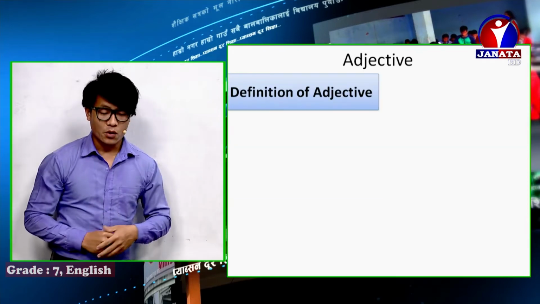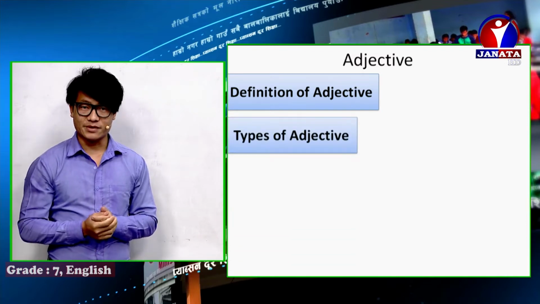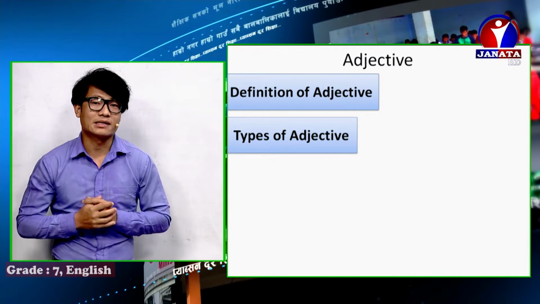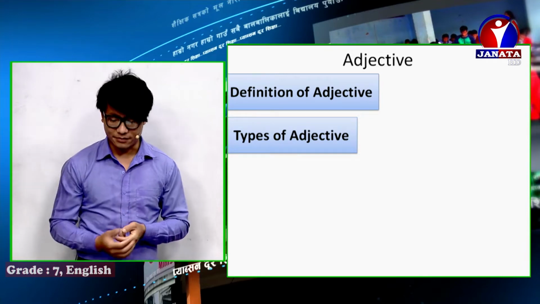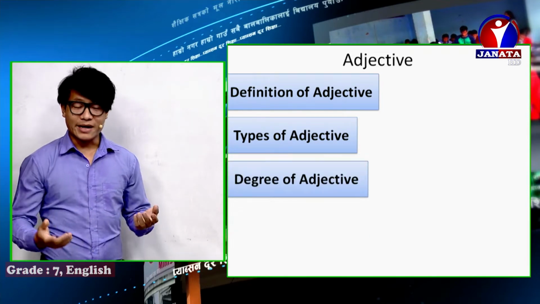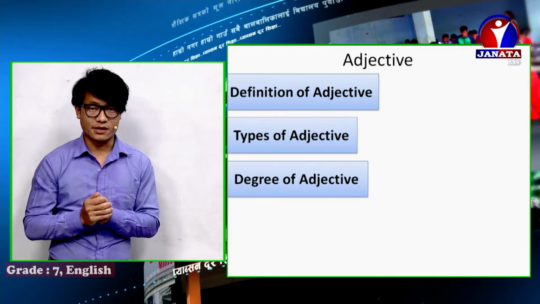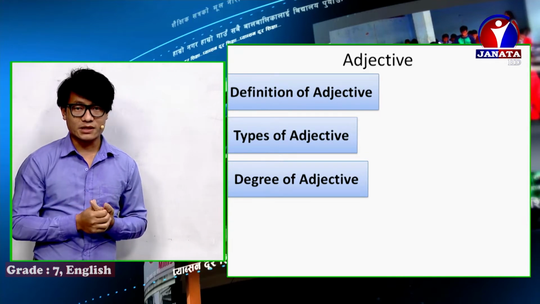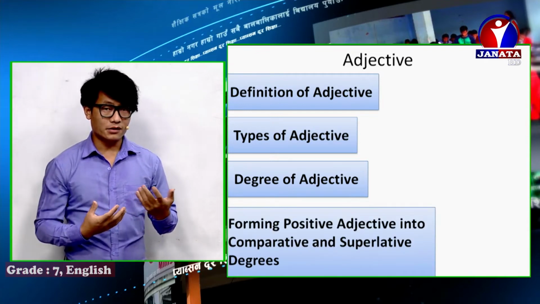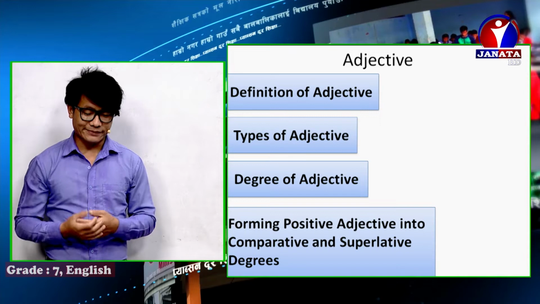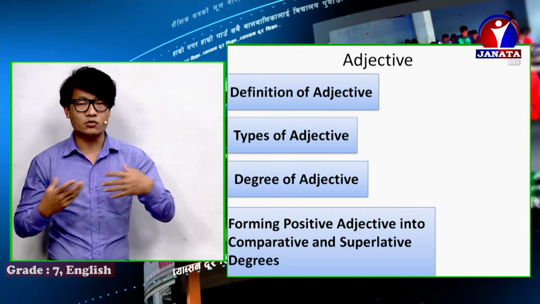First of all, we will talk about the definition of adjective. Then after, types of adjective. There are several types of adjective. I will show you, and we will have examples and we will name them according to the types of adjectives. Next is the degree of adjective. Generally, there are two types of degree, or including three: positive, comparative, and superlative. Next, we will talk about forming the positive degree, or positive adjective, into comparative and superlative degree.